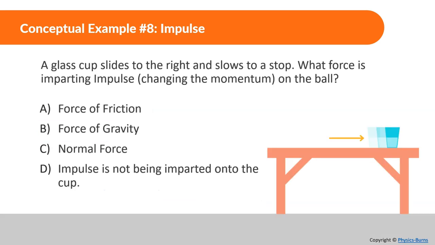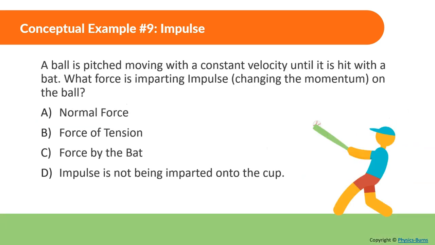Conceptual example 8. A glass cup slides to the right and slows to a stop. What force is imparting impulse, changing the momentum on the cup? A, force of friction, B, force of gravity, C, normal force, D, no impulse. The answer is going to be force of friction. So even though there is gravity acting on this and there is normal force acting on this, that's not what's changing its velocity or changing its momentum. What's changing its momentum and making it less and less is the force of friction as it is sliding. So force of friction is imparting impulse.